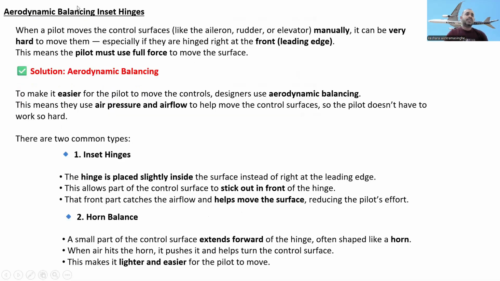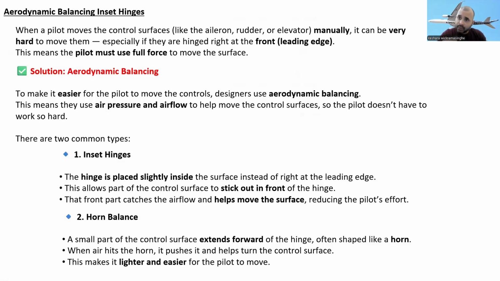Now let's go to aerodynamic balancing, inset hinges. When a pilot moves the control surface, like the aileron, rudder, or elevator, manually, it can be very hard to move them.